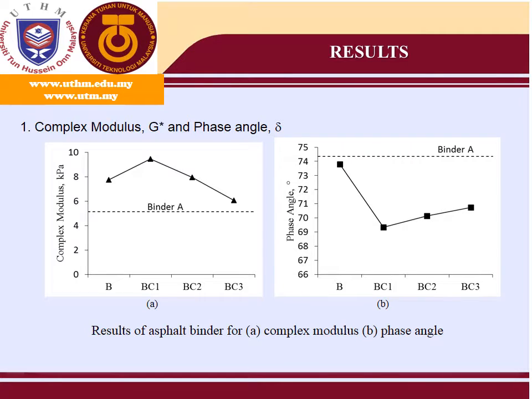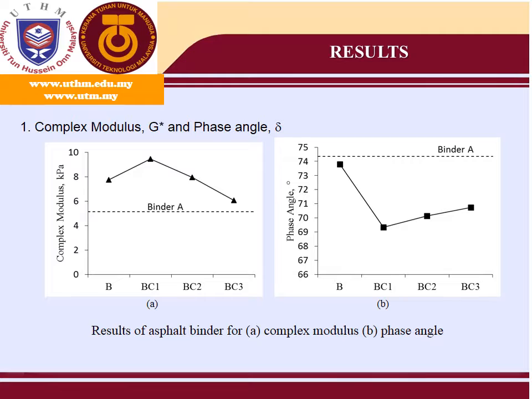Next, we move to the results section. Complex modulus, G star, and phase angle are the basic properties in DSR. G star represents the stiffness, meanwhile the phase angle represents the elasticity of asphalt binder. As can be seen, the complex modulus of asphalt binder which contains aged binder and waste engine oil is higher than binder A. Binder A is the base binder that is used as reference.